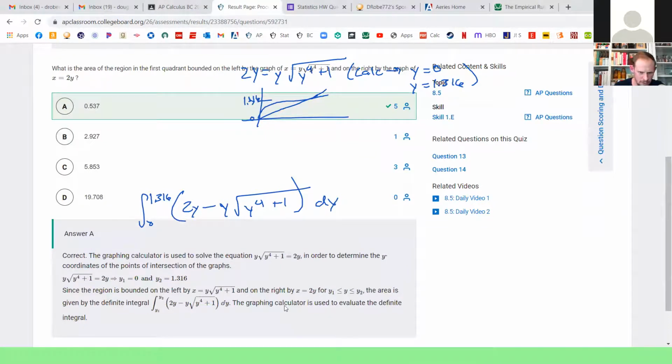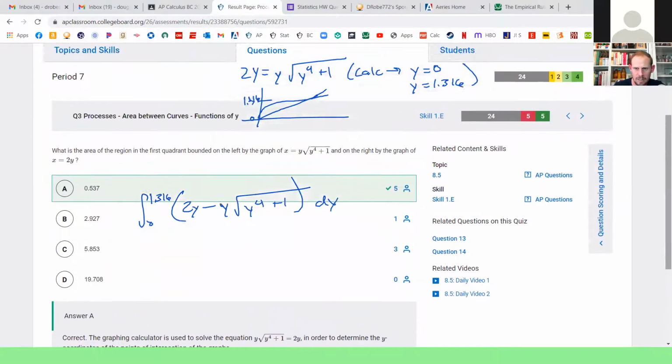So yeah, the graphing calculator is used to evaluate the definite integral, because you're not going to be able to do that by hand. You definitely have to use your graphing calculator to do that one, or something called trig substitution. And that's what we get for the first guy up there. This is definitely a trickier one. Whenever they want us to integrate with respect to y instead of x, we kind of turn our head sideways, and it's a tougher problem to do. I understand. All right, so that's that one.